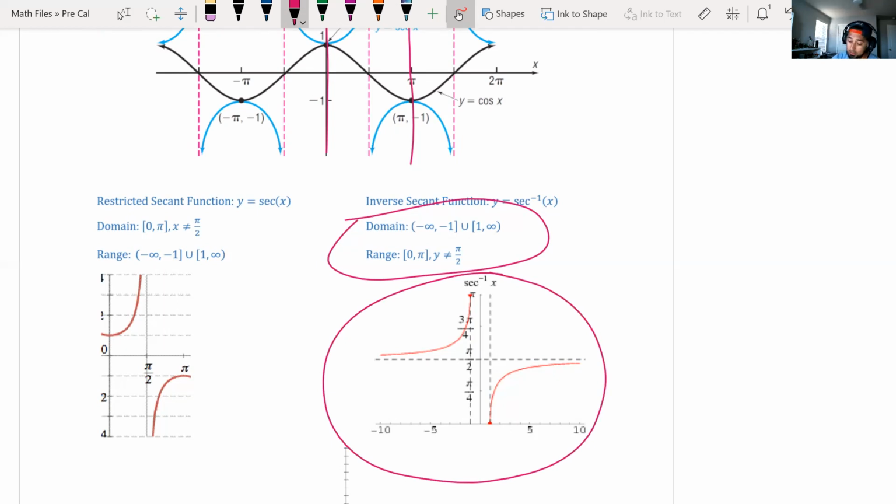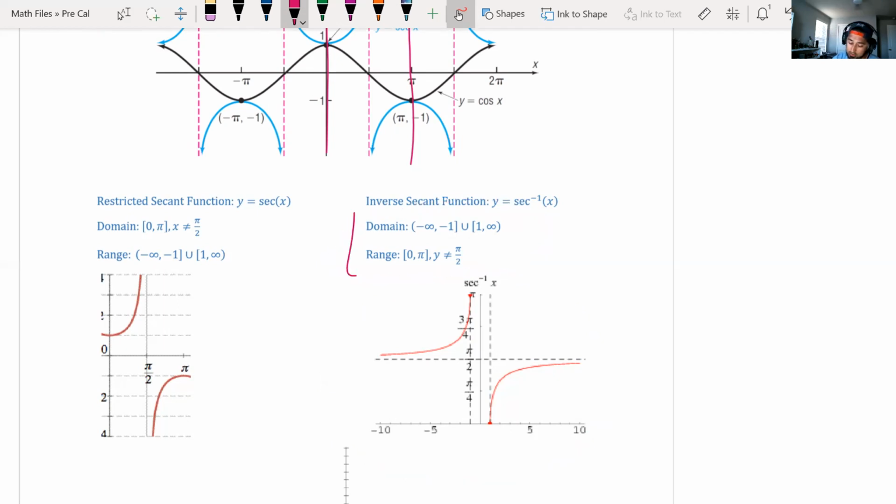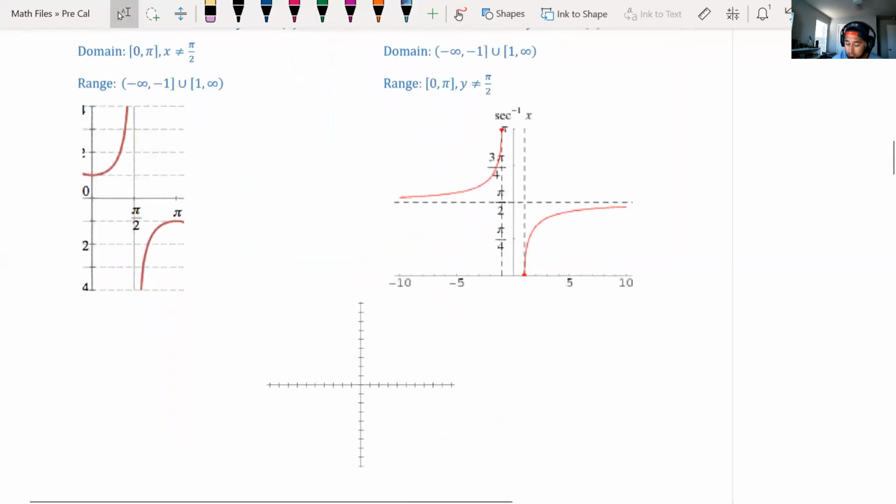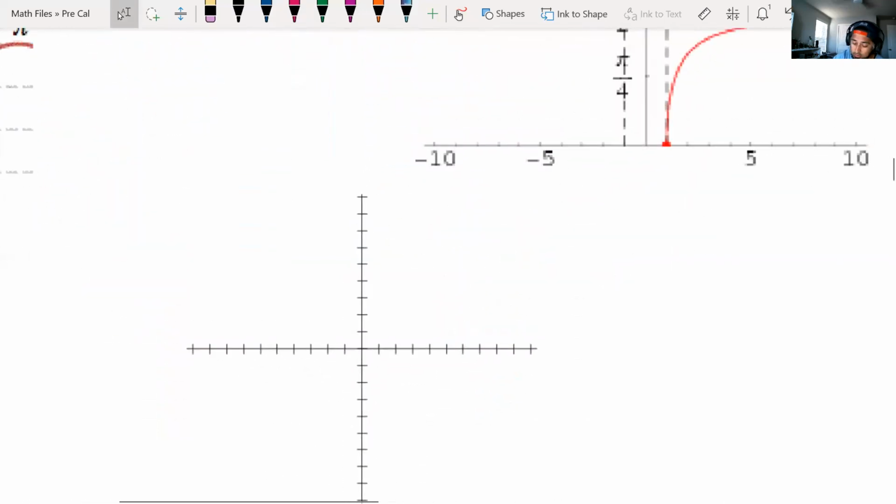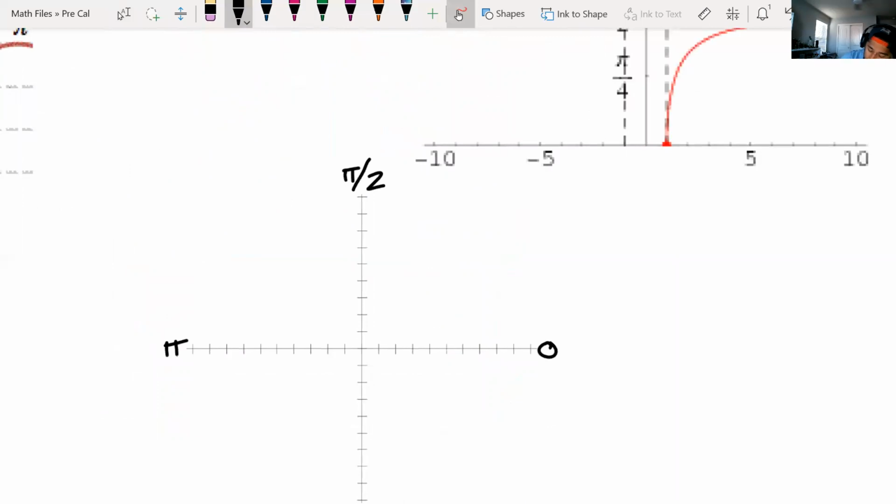So our biggest takeaway is just remembering your domain and range, mainly your range. We know that the range deals with the unit circle, so we want to know where does the secant function live. So we'll draw that right below. So here is 0. Here's pi over 2. Here's pi. We don't exist at pi over 2.